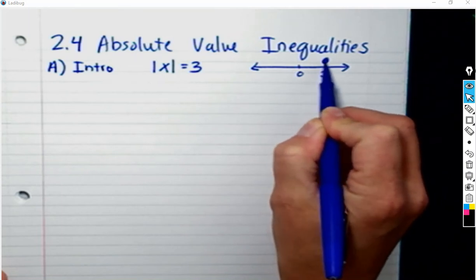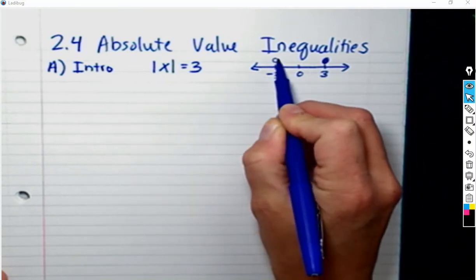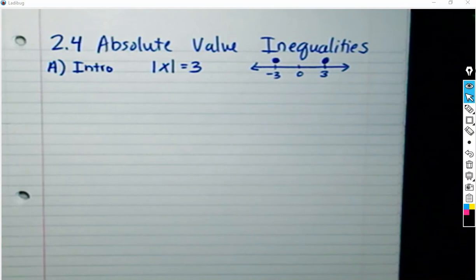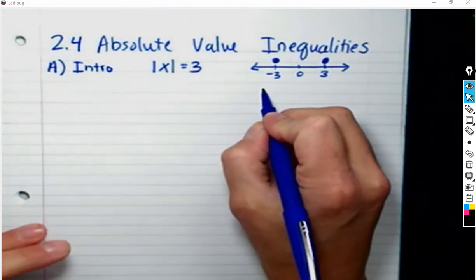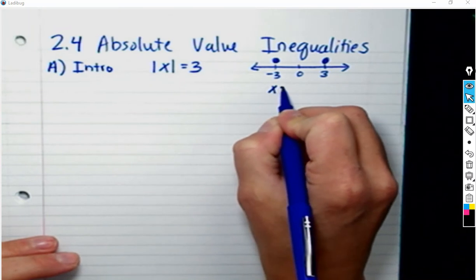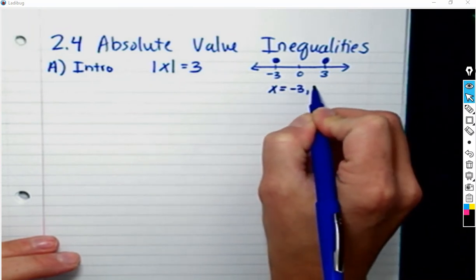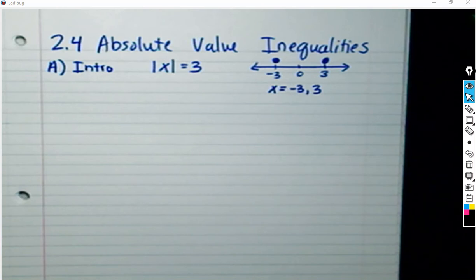Now, we've sort of already figured out that the equation has to go 3 to the right and 3 to the left. Okay, so what we end up with is x equals -3 and +3. That's the solutions that we end up with.